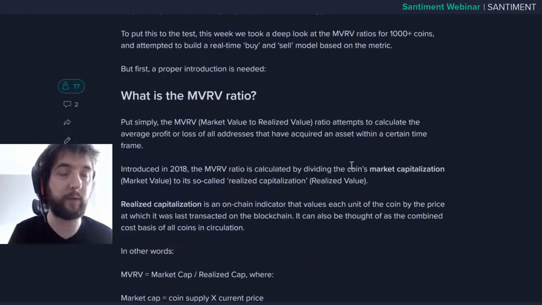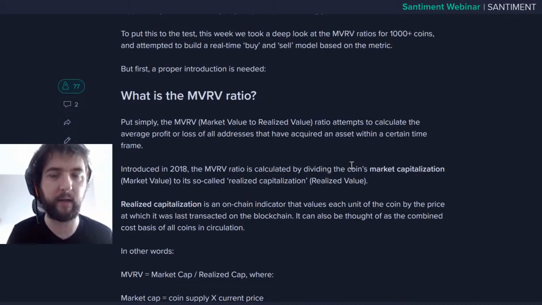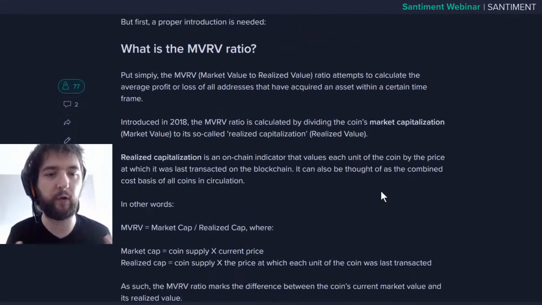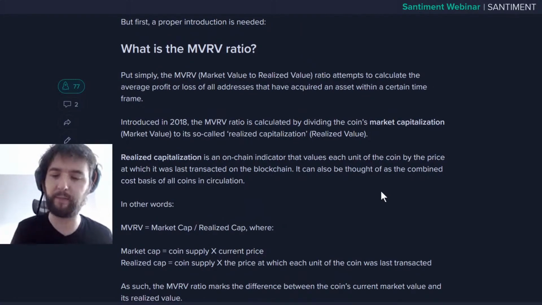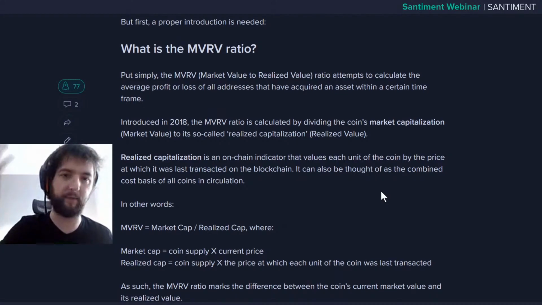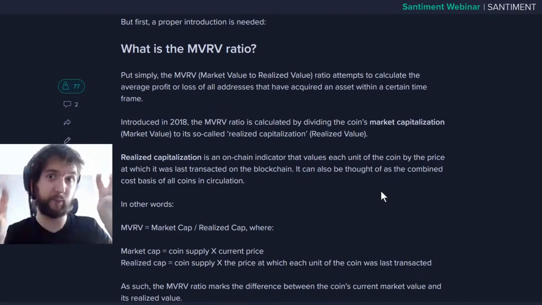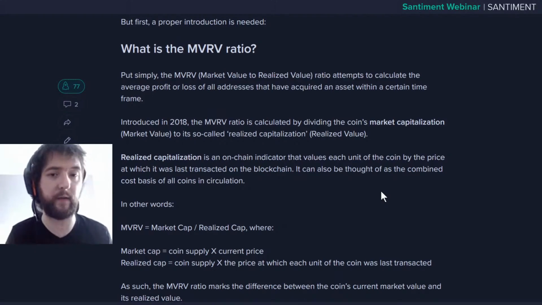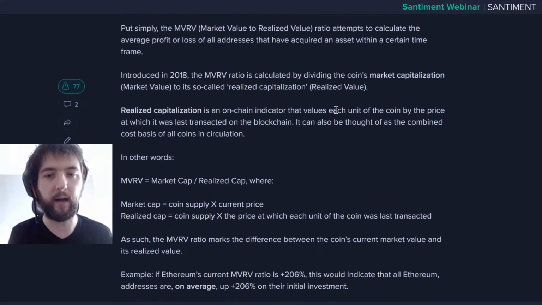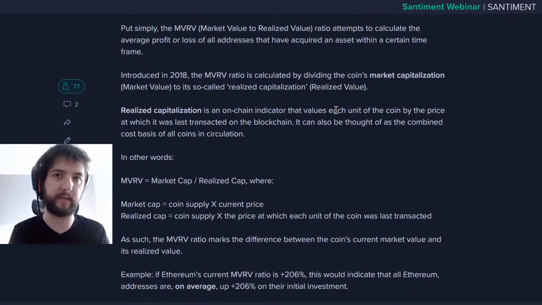MVRV was developed in 2018, I believe. It's the first time that it was introduced. And the general formula is fairly simple. What MVRV tries to do is show the difference between the coin's market cap, or market value, and the coin's realized cap, or realized value. And that's why it's called MVRV. It stands for market value to realized value ratio. So the idea behind the metric is to calculate or visualize the average profit or loss of all addresses that have acquired an asset within a certain time frame.